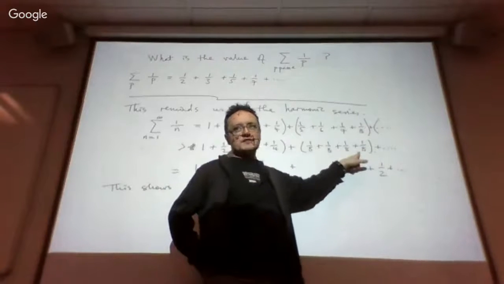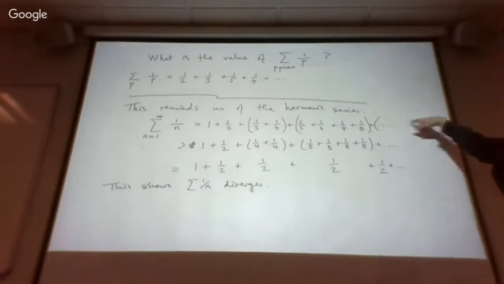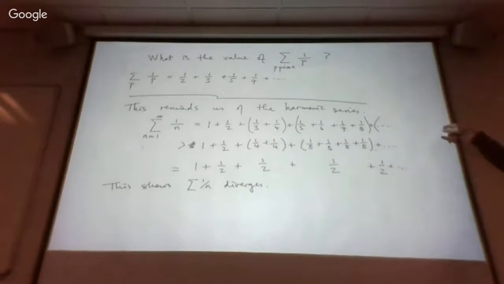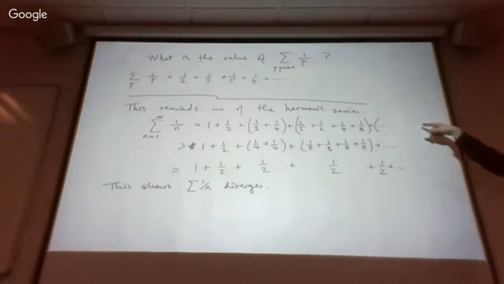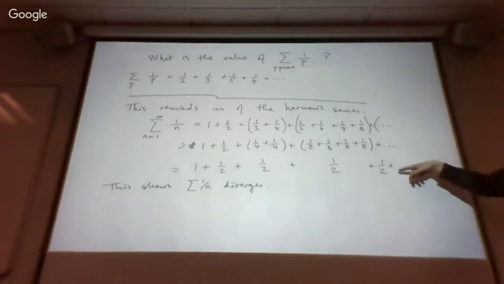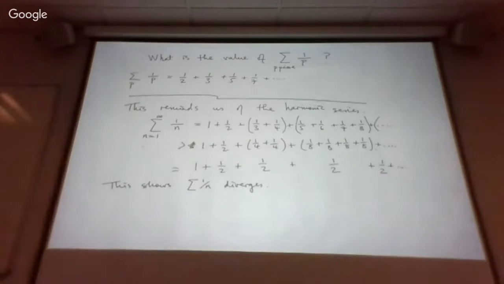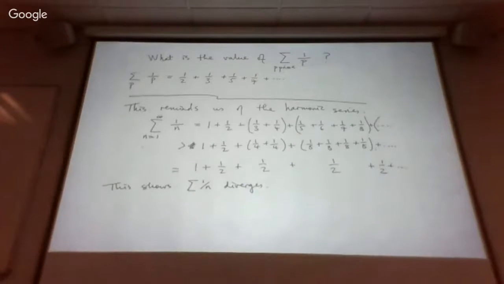So you've got 4 eighths. And then in the next bracket we'll go from 1 over 9 to 1 over 16. That's 8 terms, and I'm going to replace them all with sixteenths. So they'll be 8 sixteenths, which will be another half. Okay. So this shows that the sum of 1 over n diverges.